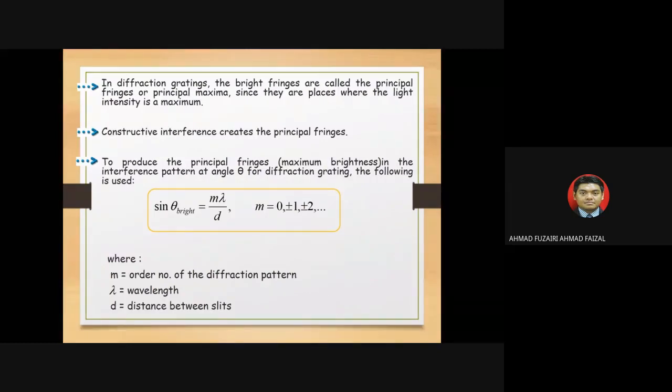We also have bright spots called secondary maxima, where the intensity is less than the intensity of the principal maxima. So in the case of a diffraction grating, we can only locate the position of the principal fringes or principal maxima. In order to locate the position of these principal fringes, we're going to apply this particular equation. Once again, m is the order number, lambda is the wavelength of light, and d is the distance between slits, the slit separation.